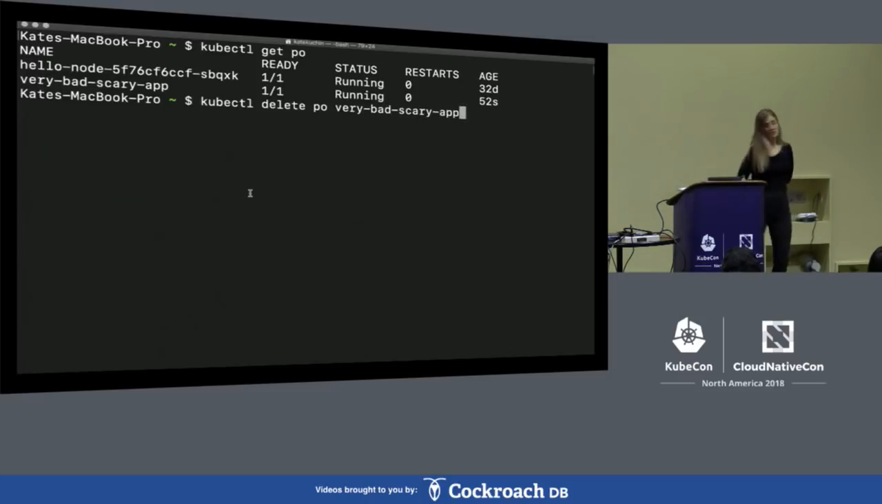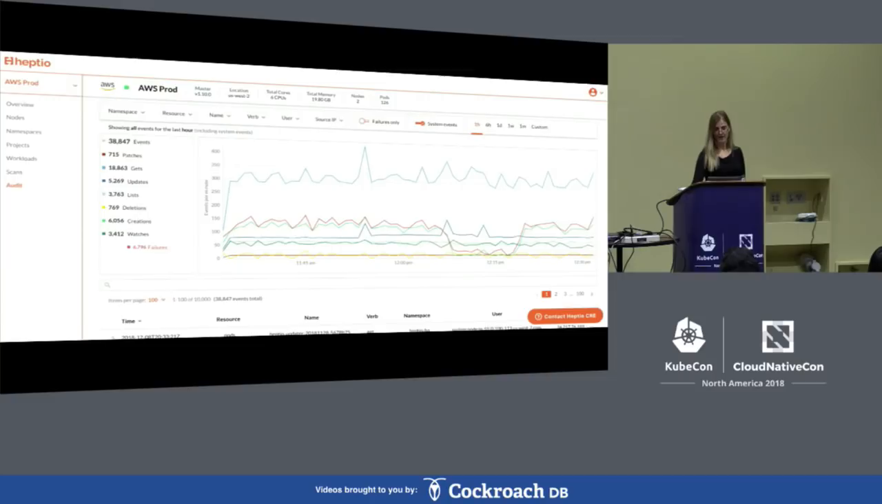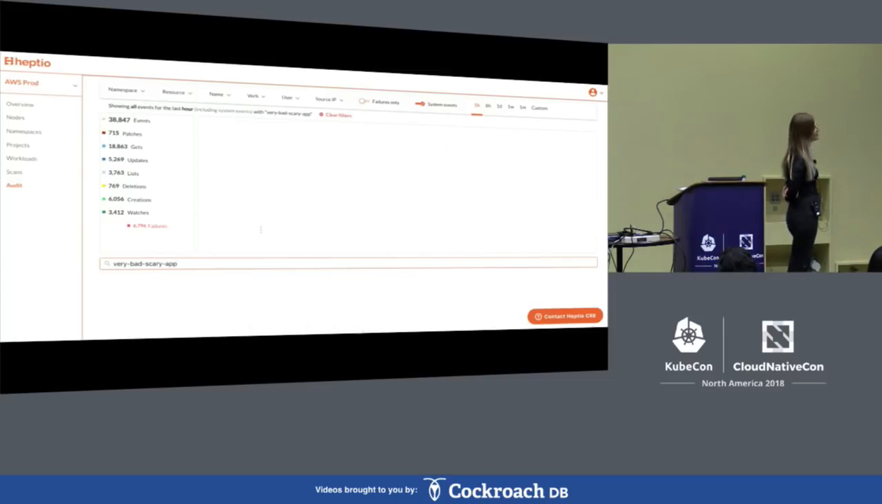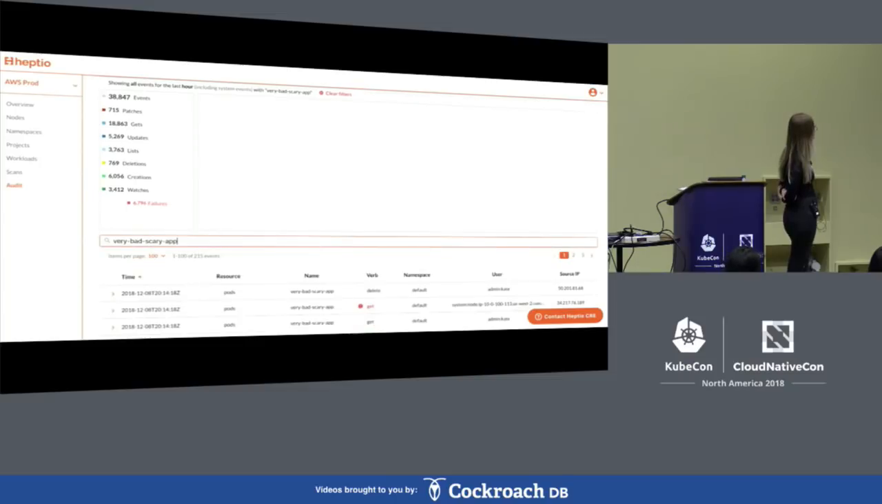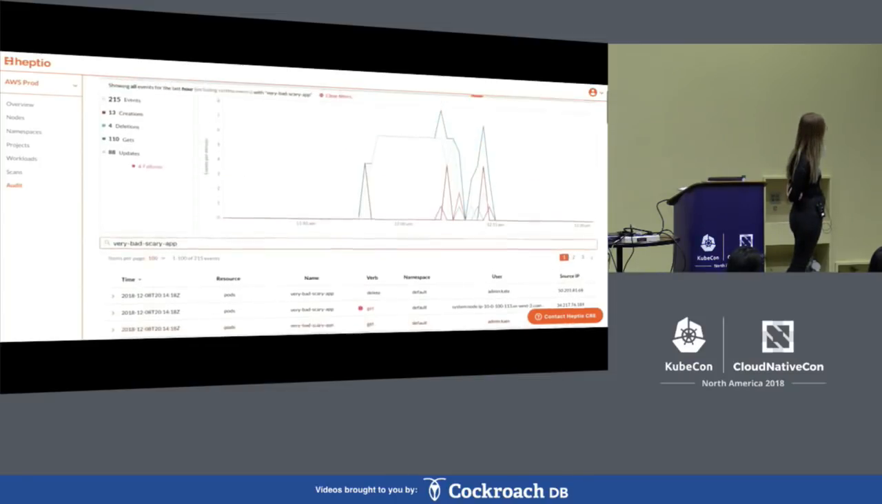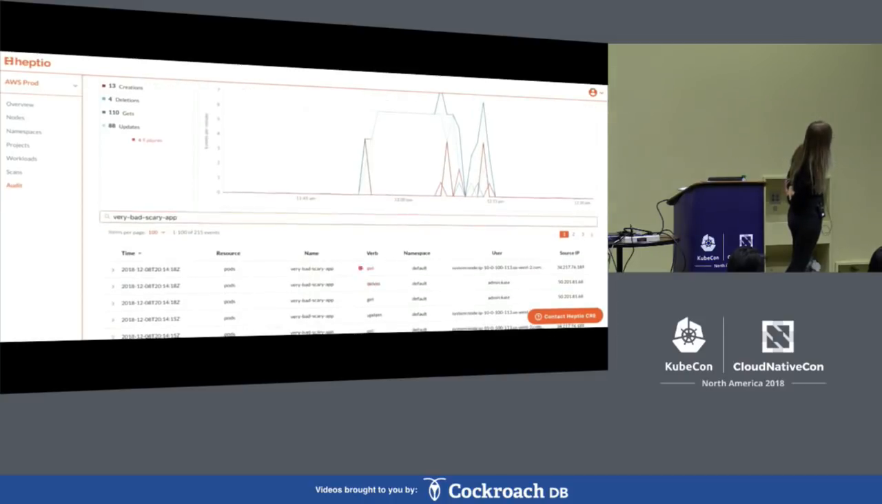And so once I've deleted it, I could go back to HQ, go back to the project and see that the cluster is healthy. Again, there's a little green dot next to the cluster name. And I can go in and I can filter by very bad, scary app and see not just the events that Fabio created and the system created, but also the events that I created when I went and deleted the pod.